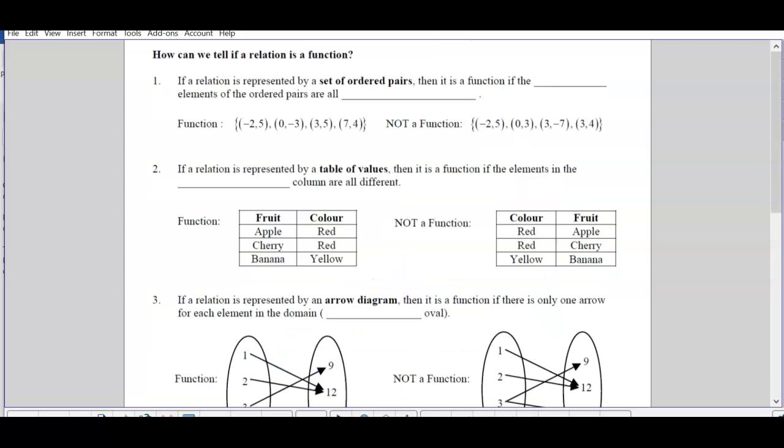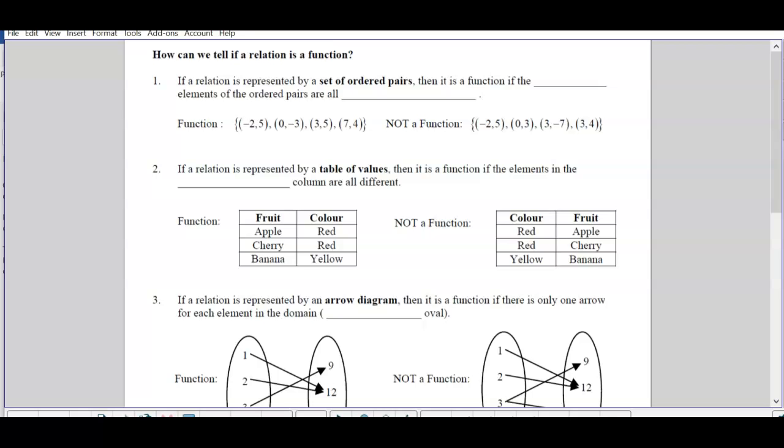All right, so how can we tell if a relation is a function? We want some fast ways. If a relation is represented by a set of ordered pairs, then it is a function if the elements of the ordered pairs are all something. We'll give you some hints here. So if we're looking for all being something, let's take a look.